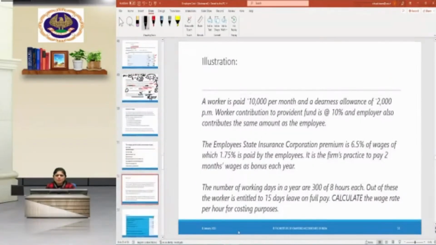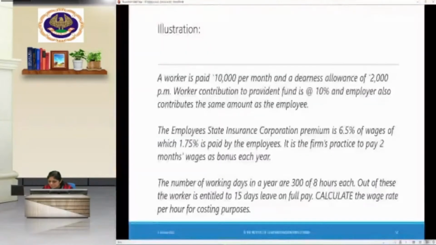All right. So this is the illustration where we have to calculate the wage rate per hour for the organization. Here you don't have to calculate the earnings which are available to the worker. We have to think from the organization's point of view. We have to calculate the effective labor cost per hour, which bears to the organization. So just try this question. Take a note of this question.